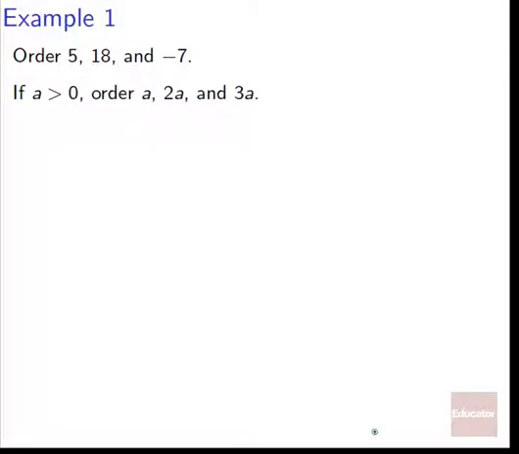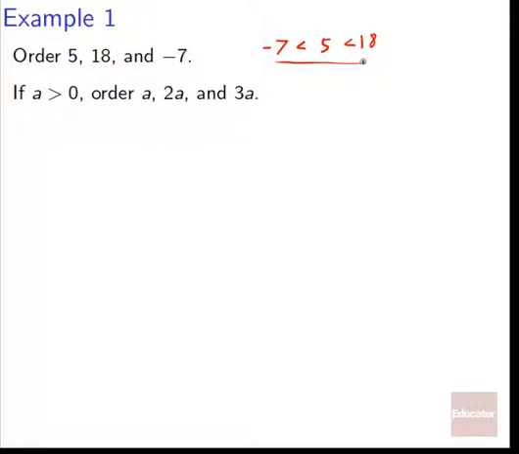All right, example 1. If we want to order 5, 18, and -7, how do we order it? Well, first off, we can just go, okay, well, that's pretty easy, right? 5 is less than 18, and since negative is less than positive, it must be -7 is less than 5 is less than 18. There's our answer, right?